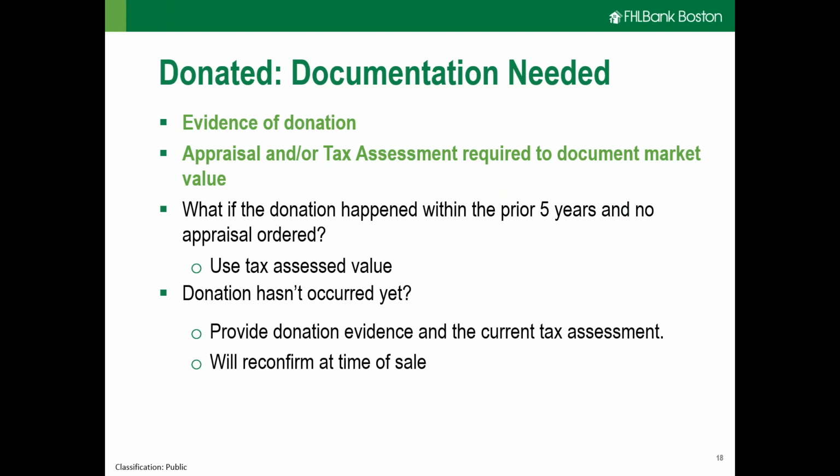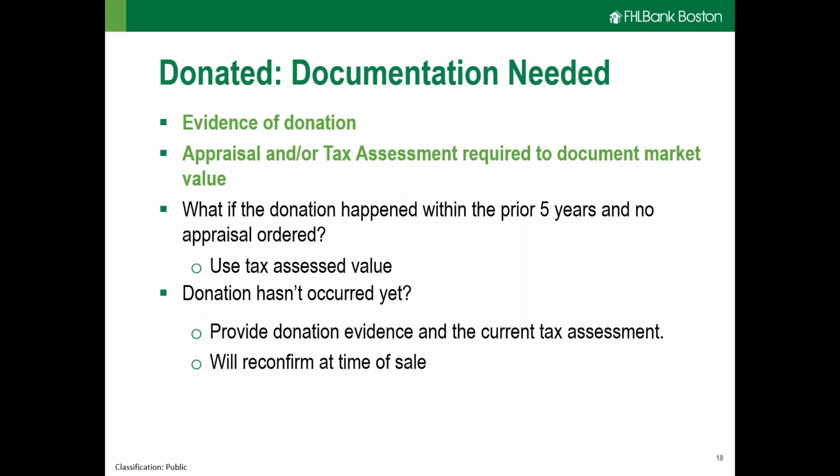sales price. If the property was transferred within 5 years prior to the AHB round and no appraisal was done, you can provide the tax assessment establishing the market value at the time of purchase along with the closing disclosure, or another document evidencing the actual purchase price. If the property hasn't been transferred at the time of the application and an appraisal has not been ordered, site control documentation such as a P&S or a purchase option, along with the tax assessed value, can be submitted, and the price and value will be reviewed at the time of sale to ensure the continued eligibility for the donation.